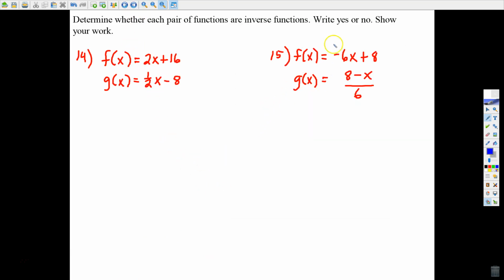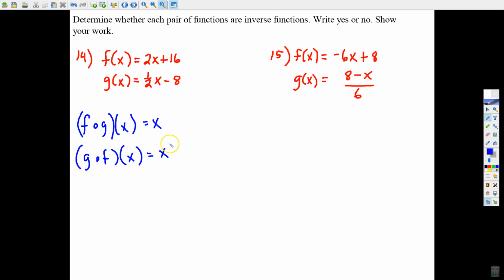Okay, 14 and 15, same type of problems. We want to know if these are inverse functions. If they are, then when I do this composite, f of g of x, I will get x, and I will also get that same result if I turn this around and do the composite g of f of x. So if these are the results, then I know that these are inverses. So we've got to test them.